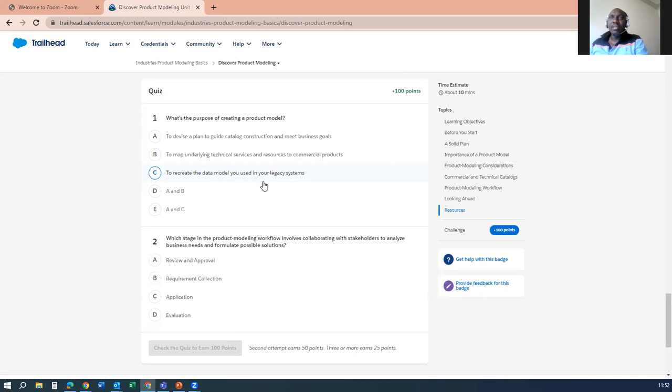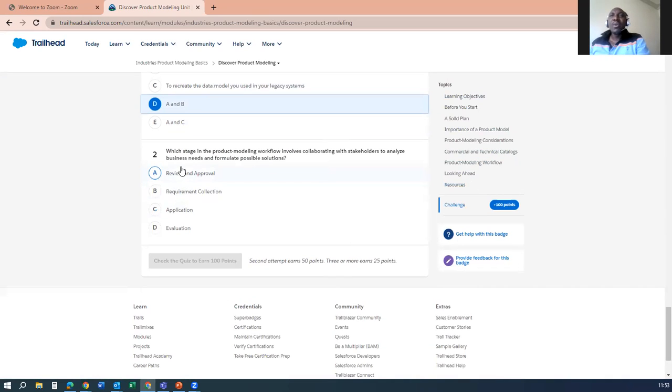I see part A is correct, and then part B is also correct. When you go to number D, it says A and B. So to me, I'll pick this because part A is correct and part B is correct. So I'll go to the next question.